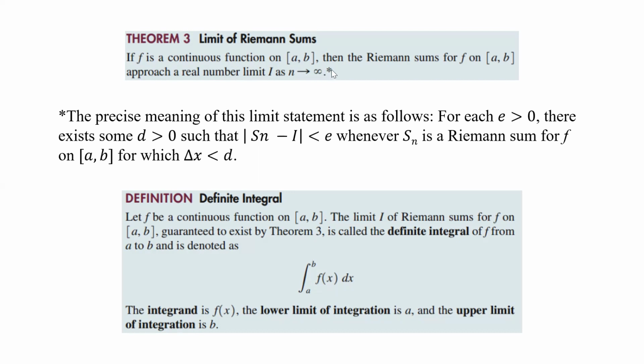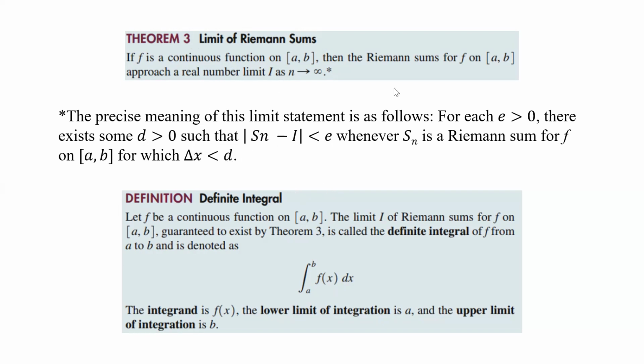Now, they call that a star. That means the precise meaning of this limit statement is as follows. For each epsilon greater than zero, there exists some delta greater than zero, such that the absolute value of the Riemann sum S_n minus I is less than epsilon whenever S_n is a Riemann sum for f on the interval a to b for which delta x is less than delta.